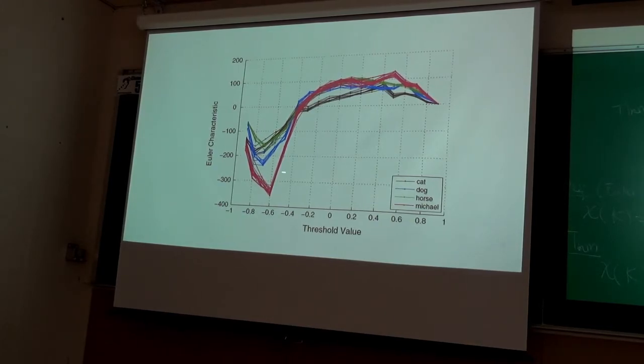Okay? And what they did was a simple SVM, support vector machine classifier, to classify the dogs, cats, horses, and Michael. Michael is a person. It could be a cat too. I think it's a person.